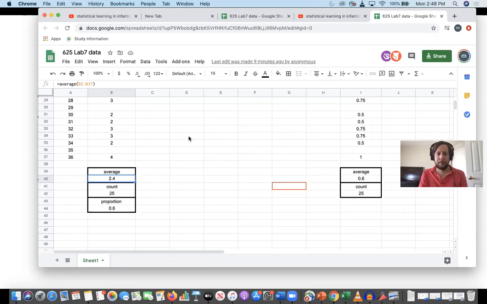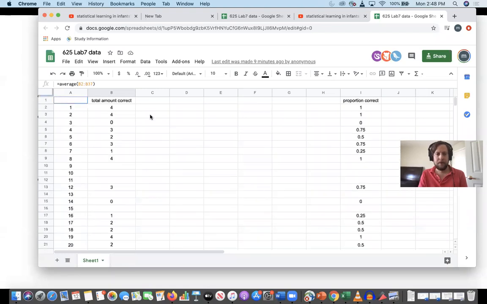And also, this will be relevant to what you guys are going to do for Lab 7 Part 2. You can convert each one, out of 4 is the amount. This person got 4 trials correct. This person got 4 trials correct. This person got none of them correct. This person got 3, 2. These are the amount of correct trials out of 4.